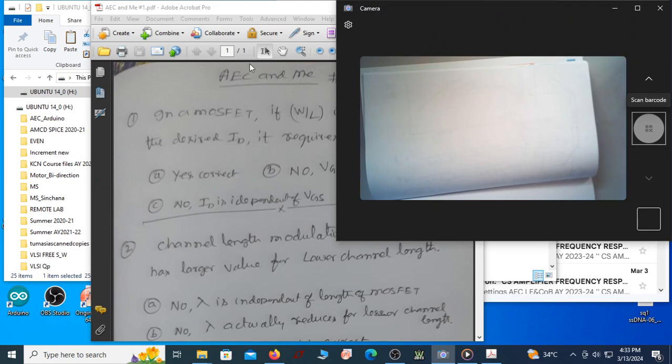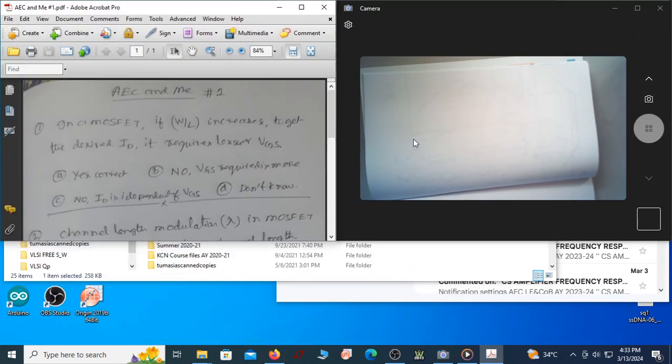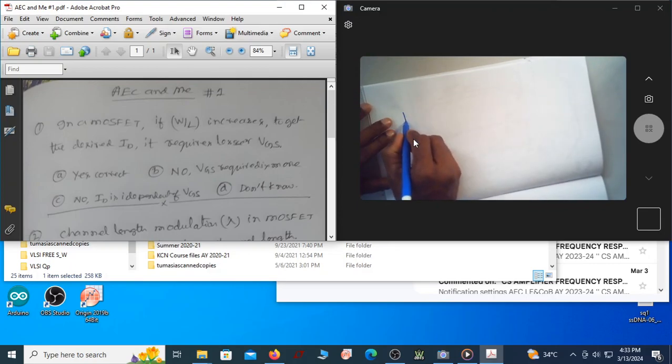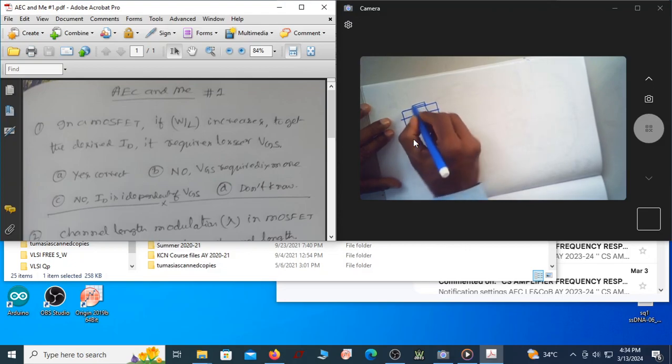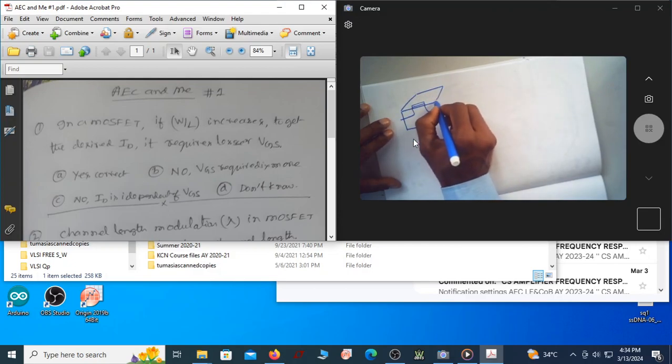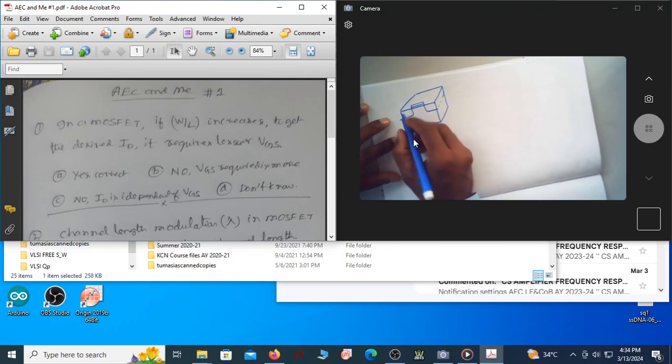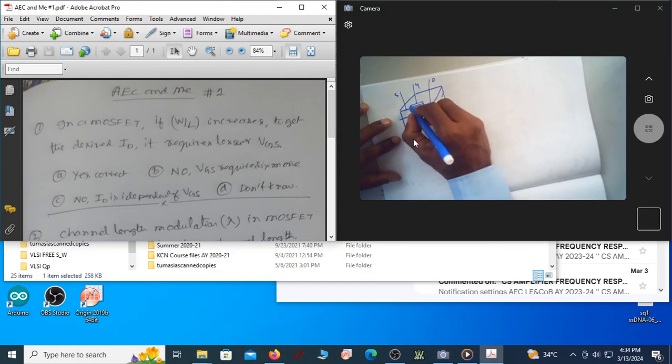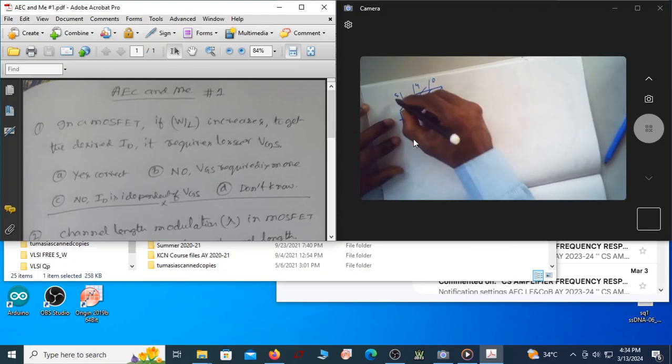So we have the MOSFET. Let me write the MOSFET structure, the way it looks. So this is the gate structure, this is source, this is drain, and we know that this is the length of the transistor, and this happens to be the width of the transistor.